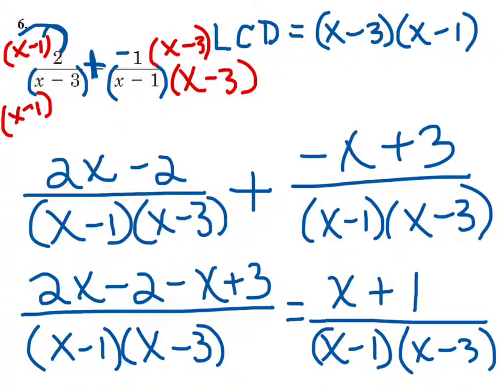Do not be tempted to cancel any of our terms at this point, because remember, we can only cancel common factors, not terms. I have an x plus 1 factor on the top, an x minus 1 factor on the bottom, and another factor of an x minus 3 on the bottom. Now example 6 is completely simplified.